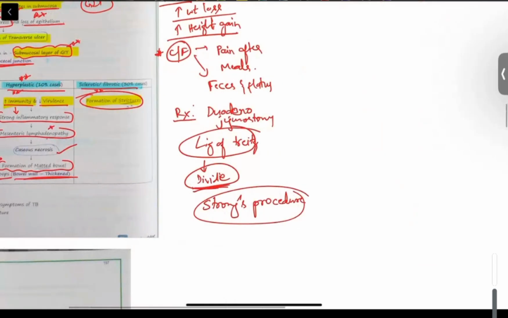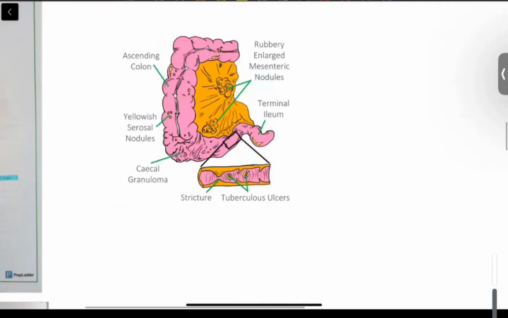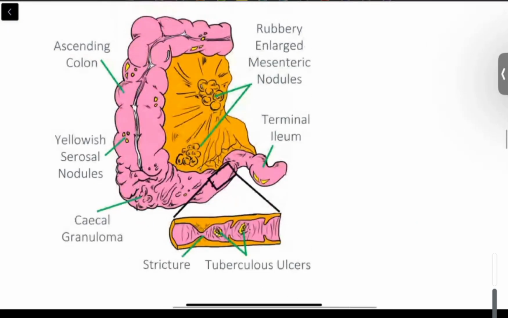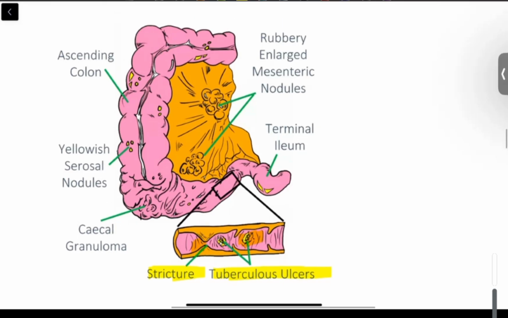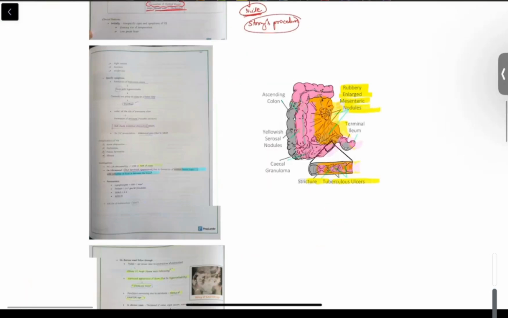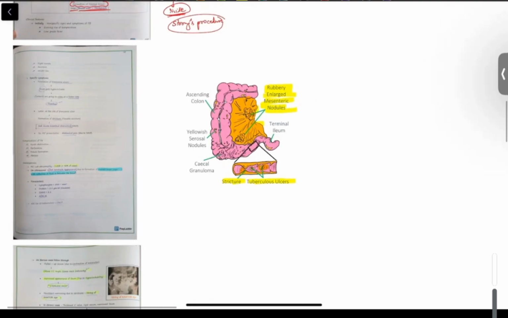Usually this will be seen like this. If there are strictures, then that is the fibrotic or stricture type, and these are transverse ulcers or tubercular ulcers. And there will be mesenteric nodules, rubbery enlarged mesenteric nodules or lymph nodes. This will be seen in case of hyperplastic. So these cover the three pathological types of GITB.